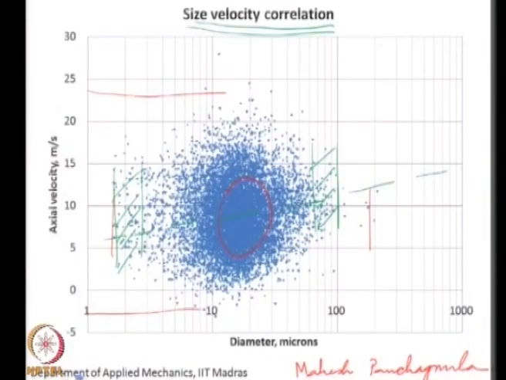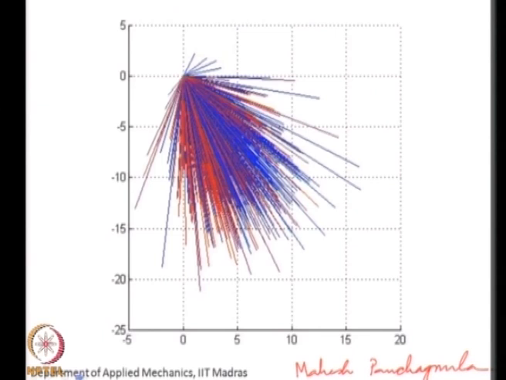Now, I can represent this in a slightly different way. Here is a line plot where each line represents a velocity vector of one drop.